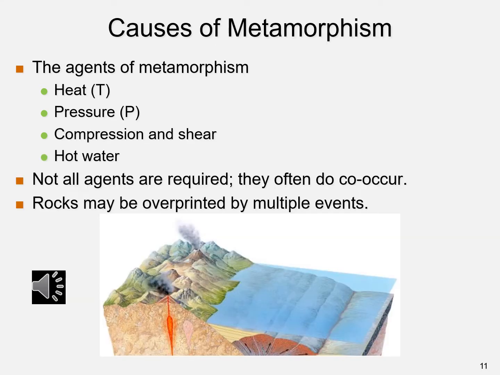What are the agents that cause metamorphism? They are heat, pressure, compression and shear, and hot water. Any one agent can cause a metamorphic change, but more often multiple agents occur simultaneously or over a long period of time. Consequently, the rocks may be overprinted by multiple events or multiple metamorphisms.